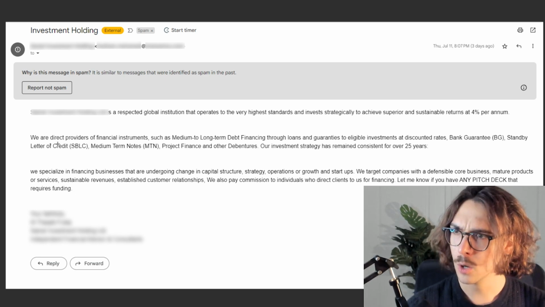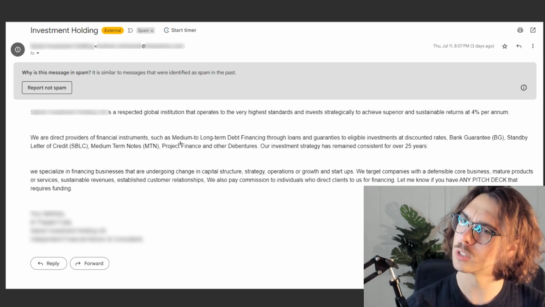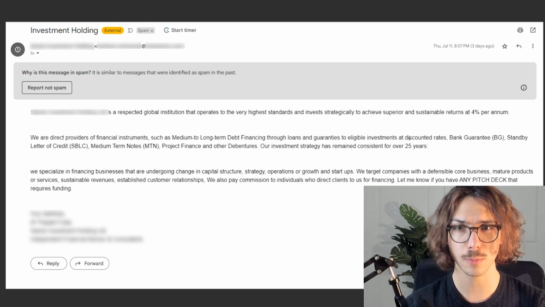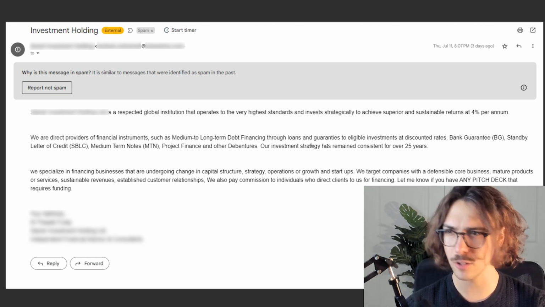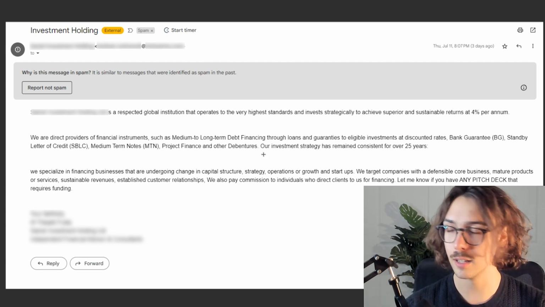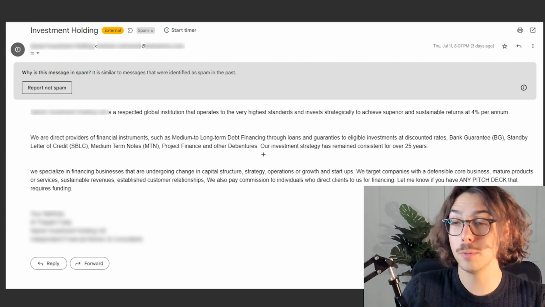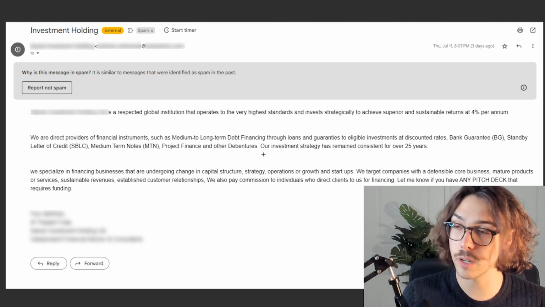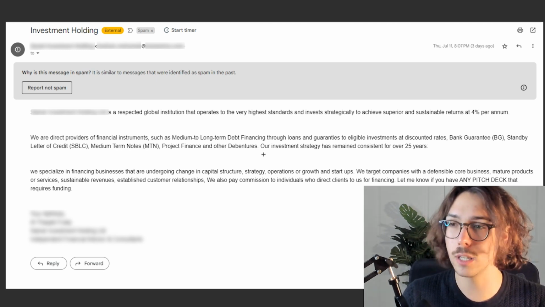So moving on here: "We're direct providers of financial instruments such as medium to long-term debt financing through loans and guarantees to eligible investments at discounted rates, bank guarantee, standby letter of credit," blah, blah, blah. This is an enormous run-on sentence. And again, I have no idea what any of this means. Maybe it's because I'm an idiot, or maybe because their targeting is off and I'm supposed to know what this financial jargon is, but this email isn't speaking to anything directly.